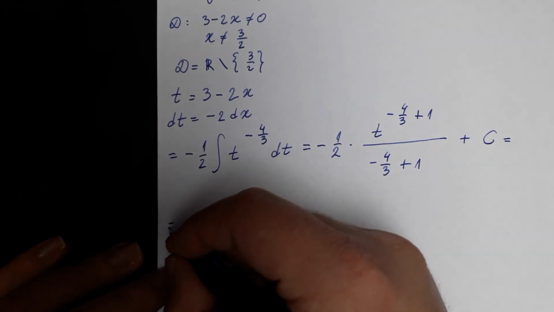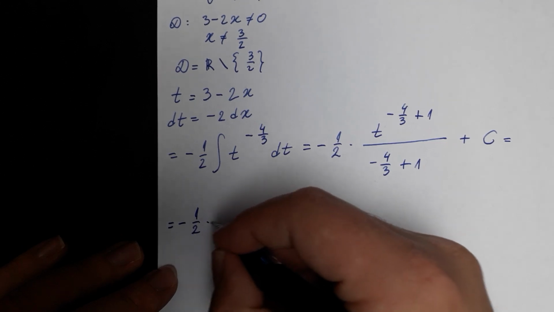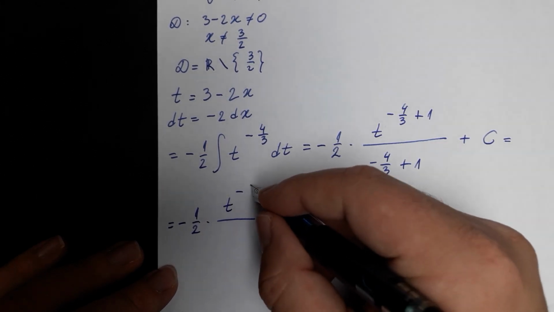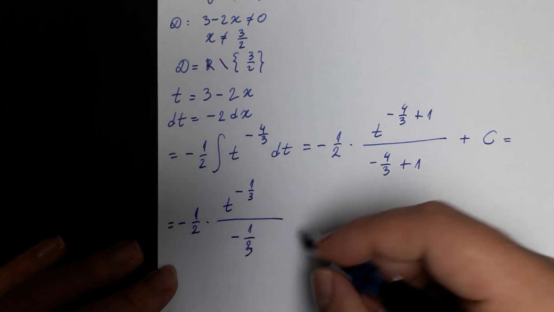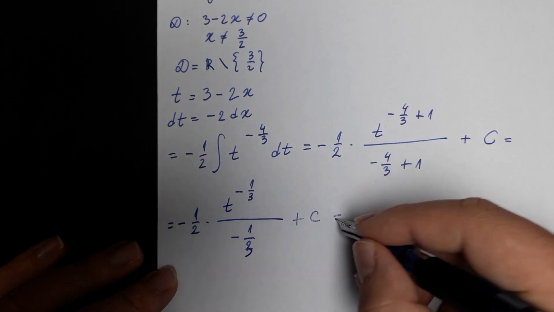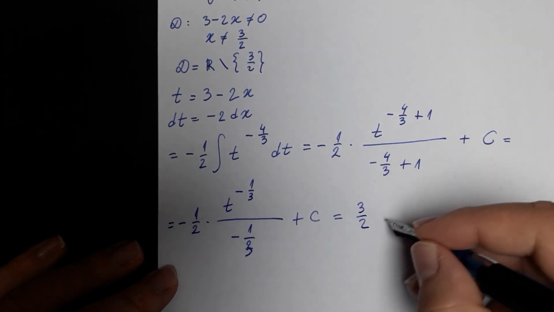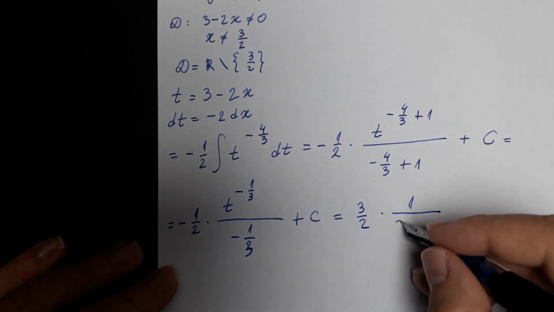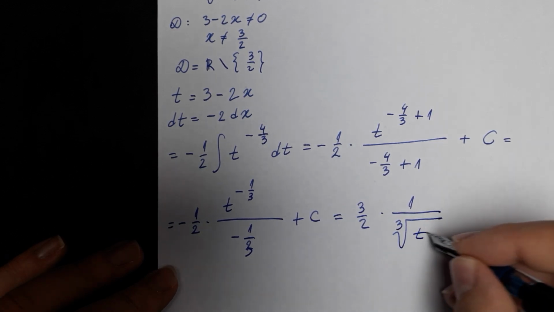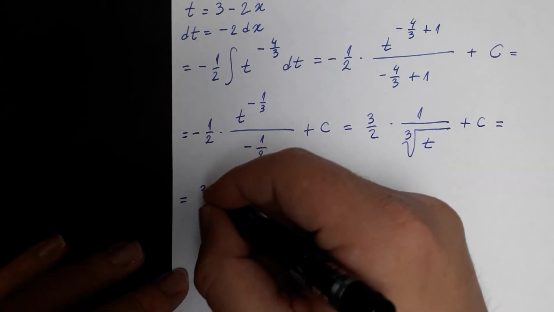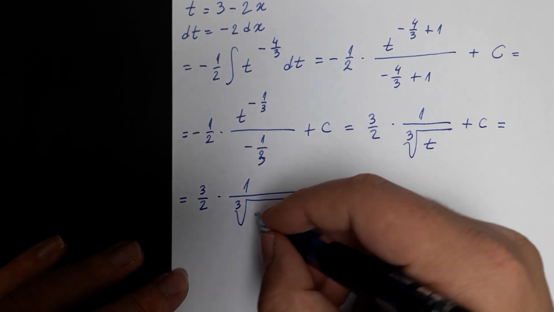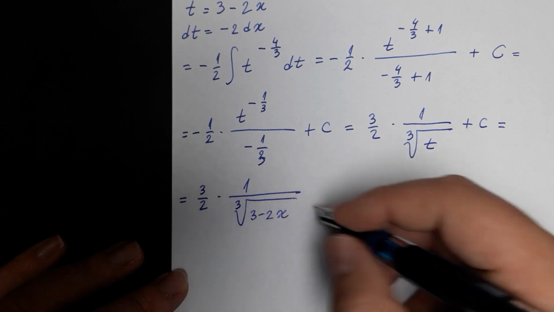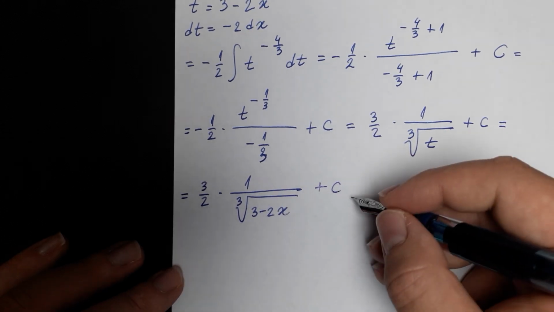This is then equal to negative 1/2 times t to the power negative 1/3 divided by negative 1/3 plus c. This is then equal to 3/2 times 1 divided by a cubic root of t plus c. And when we return this into the x world, we get 3/2 times 1 divided by a cubic root. T was 3 minus 2x, and of course plus c.